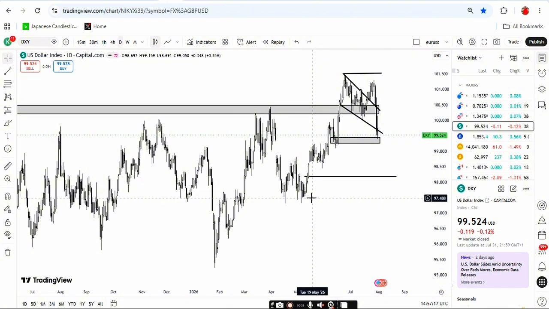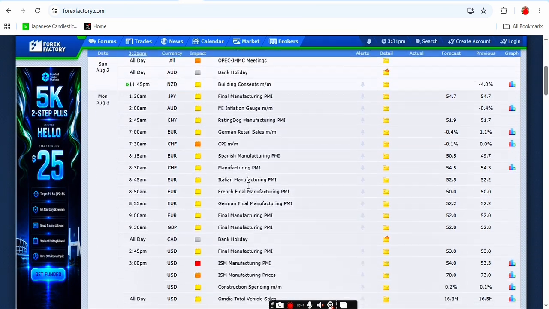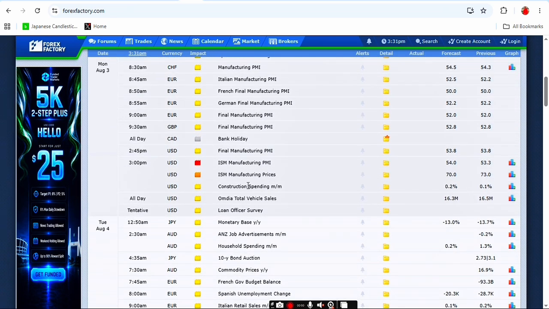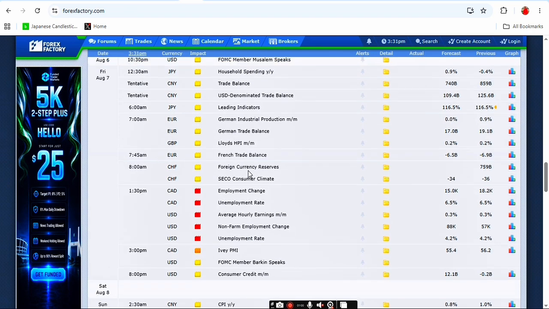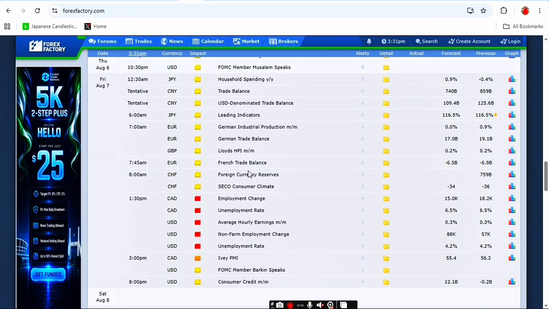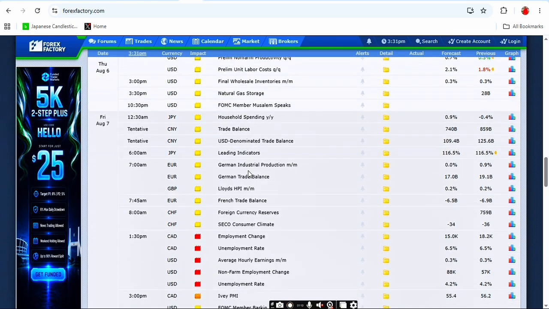Let's go into it. First things first, we want to check the news calendar and see what's coming out this week. When we scroll through the news calendar, we can see that we have a key event on Monday, which is the ISM manufacturing PMI. And then we have the NFP on Friday, August 7th. So these are the two key events we're going to be looking out for this week, on Monday by 3 p.m. and on Friday by 1:30 p.m. So let's get right into it.